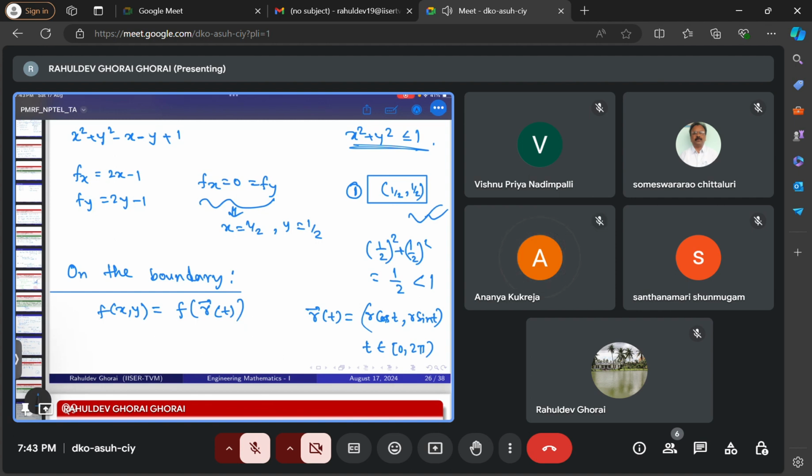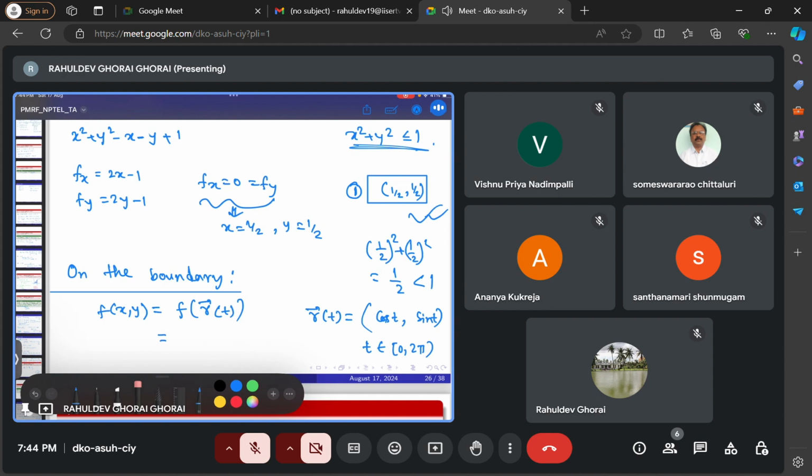No, sir. Can't we do this transformation? Because on the boundary your x will be r cos theta, here t I am taking, and y will be r sin theta, right? That's all. But on the boundary r equal to 1, right? So you can erase this r.